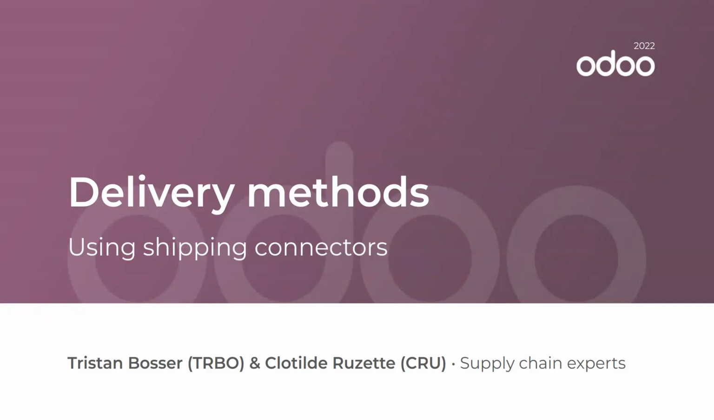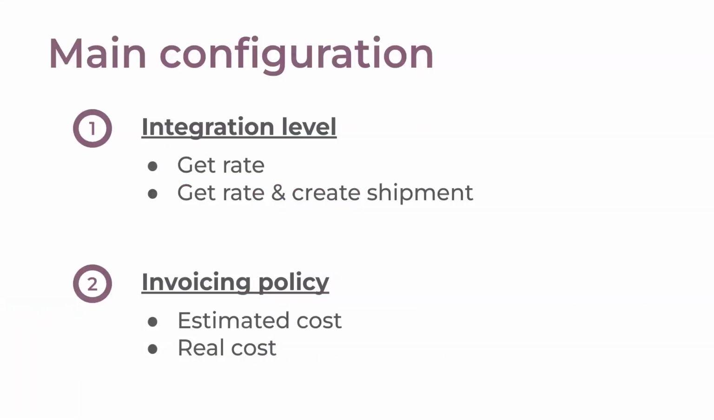In this video, I'm going to talk about the shipping connectors and how to use them and how to configure them. So in Odoo, you have two main configurations that you can do for shipping connectors. The first one is regarding the integration level, while the second one is for the invoicing policy. For the integration level, two options are possible: get rate, or get rate and create shipment.